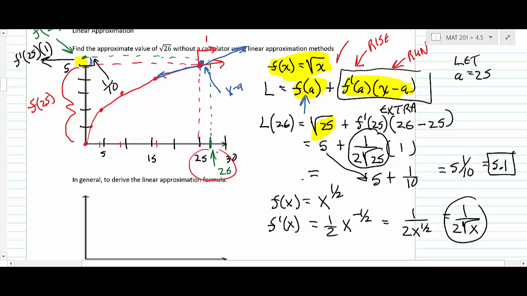Because you're going from 25 to 26. The rise is going to be approximated by that derivative. Okay, and it's an approximation. So the derivative is the value of that, the rise on that. So that's it. Now that's pretty abstract, but that's the idea.